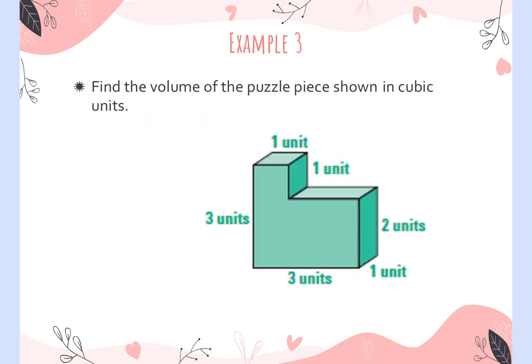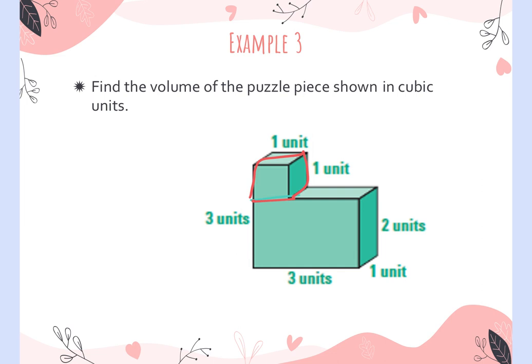All right. Example 3 says find the volume of the puzzle piece shown in cubic units. See if you can do it yourself. There's more than one way to split it. You can split it however you want, but obviously you need to split this into its parts. How many of you split it top and bottom, like across this way? How many of you split it this way? Okay, interesting. Invisible rectangle. So you could do it either way.